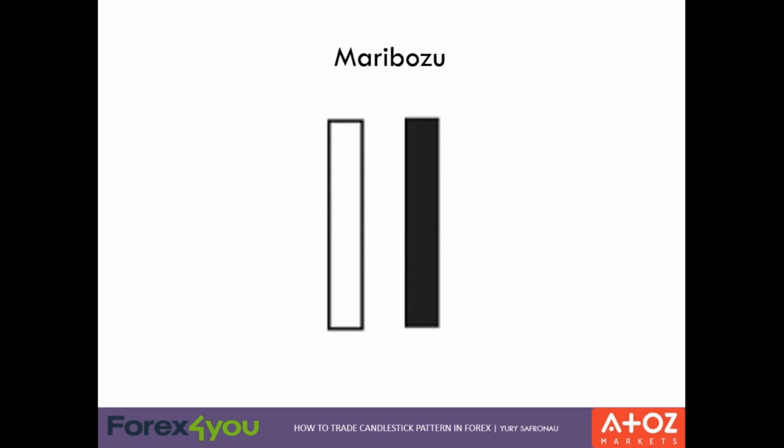A white Marubozu forms when the open equals the low and the close equals the high. This indicates that buyers control the price action from the first trade to the last trade. Black Marubozu form when the open equals the high and the close equals the low. This indicates that sellers control the price action from the first trade to the last trade.